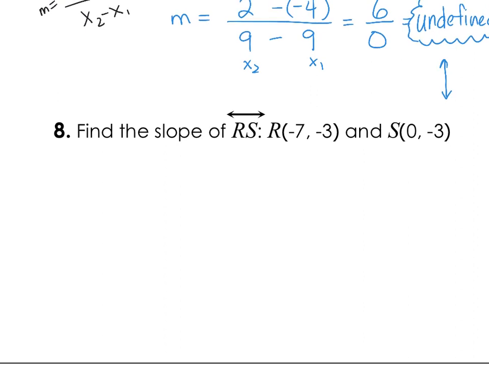All right. Number 8, we are trying to find the slope of the line RS. And remember, slope is y2 minus y1 over x2 minus x1.